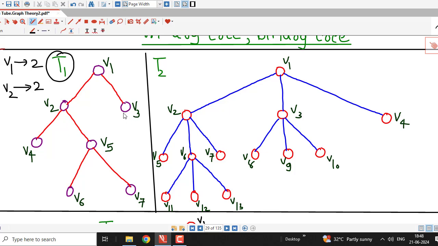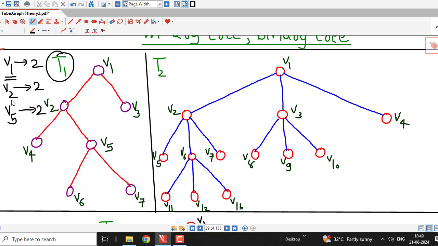V3 is not having any children, so V3 is not an internal vertex. Then V4 is also not having any children, so V4 is also not an internal vertex. V5 has 2 children, therefore V5 is an internal vertex and it has 2 children. So there are 3 internal vertices, V1, V2 and V5, and V3 and V4 are not having any children, so they are not internal vertices.